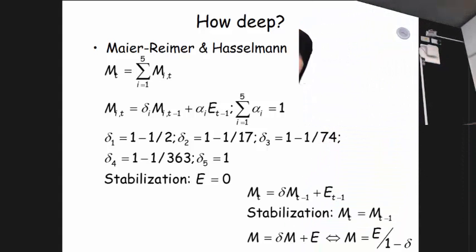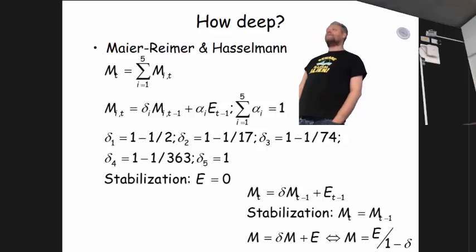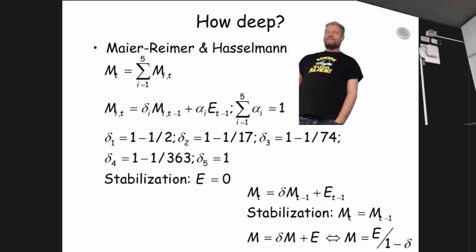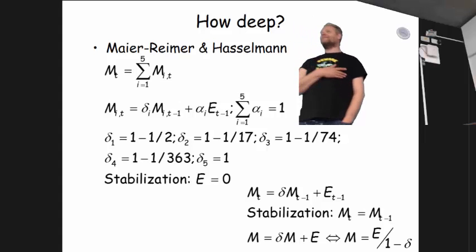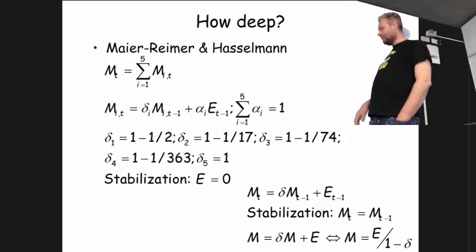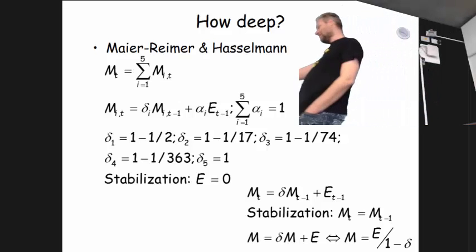I mean, what we said, if you want to stabilize emission, if you want to stabilize concentrations M, then we should set M equal to E over 1 minus delta. But one of our deltas is 1. So that doesn't work, right? So then we have M is E over 0. Dividing by 0 is typically problematic.